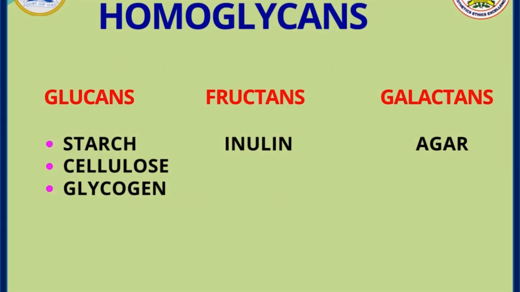As we already discussed, polysaccharides are otherwise known as glycans. So the homopolysaccharides are otherwise known as homoglycans. If it is formed of glucose, we say glucans. If the polysaccharide is formed of fructose, we say it is fructans. If the homopolysaccharide is formed of galactose, it is known as galactans. So these are the examples of homopolysaccharides.